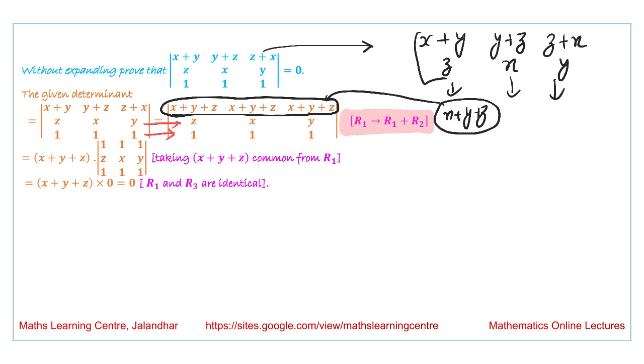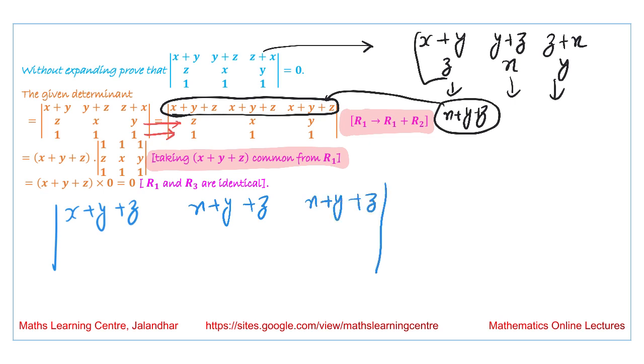Next step, we have to take x plus y plus z common from row 1. So now we have the determinant in the form x plus y plus z, then x plus y plus z, then x plus y plus z, and z, x, y, 1, 1 and 1. What we have done is we have taken this element common from the first row. So when we take this element common, we are left with x plus y plus z taken common.